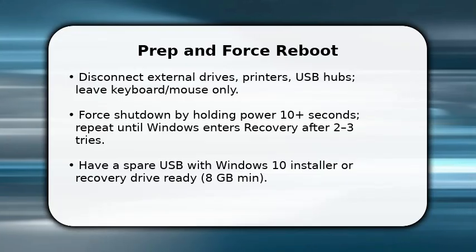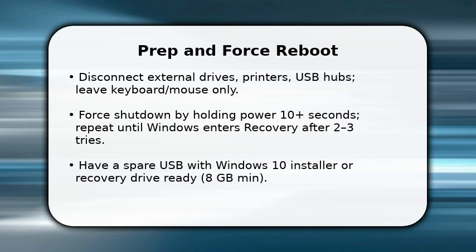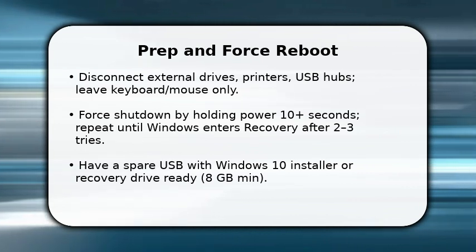You start by preparing the machine and forcing Windows into its recovery environment. First, unplug all non-essential peripherals so drivers won't interfere. Then hold the power button for 10 seconds to force a shutdown. Repeat this interruptive boot 2 to 3 times until the automatic repair or Windows recovery environment appears.